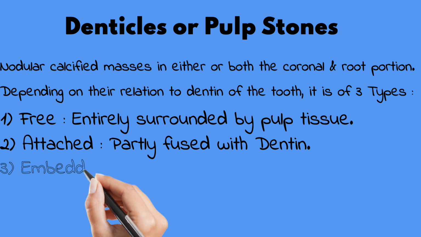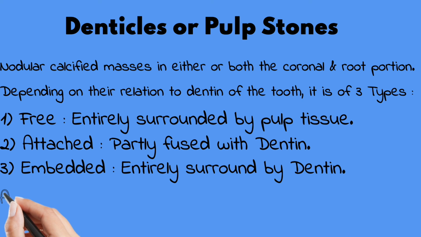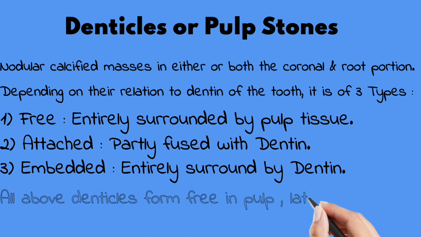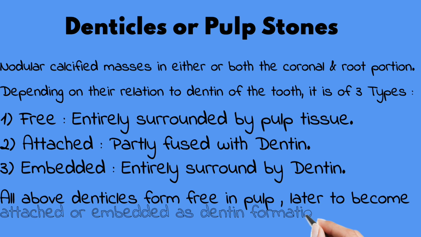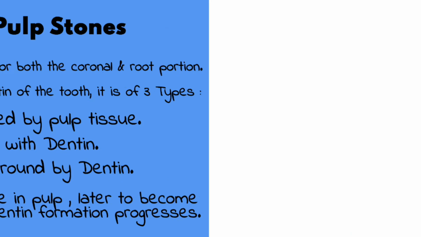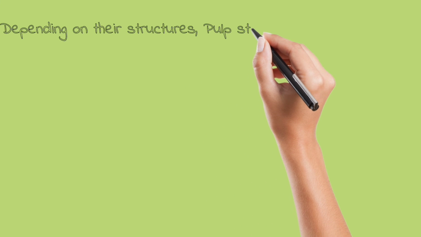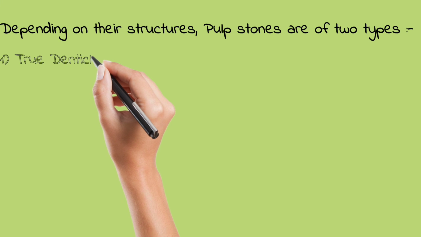Next, we have the attached denticles. They are partially fused with the dentine, while the embedded denticles are entirely surrounded by the dentine. All the above denticles form free in the pulp, but later they become attached or embedded as dentine formation progresses. Also, depending on their structure, pulp stones or denticles are of 2 types. These are true denticles and false denticles.